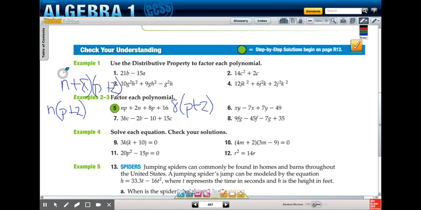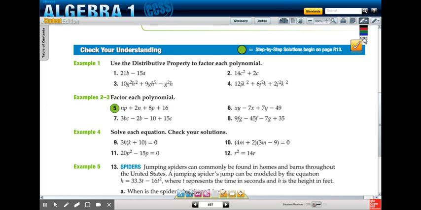Like that. And if you would go back and do the FOIL method on this, you would have the n times the p. Guess what? That's np. And then if I have the 2 times the n, that gives me the 2n. Then I do 8 times p, 8p, and then 2 times 8, 16. So there you go. That is how that works. Let's look at another one.